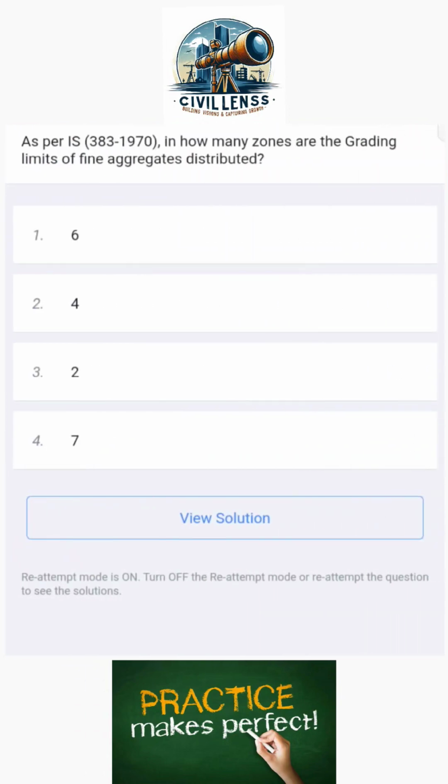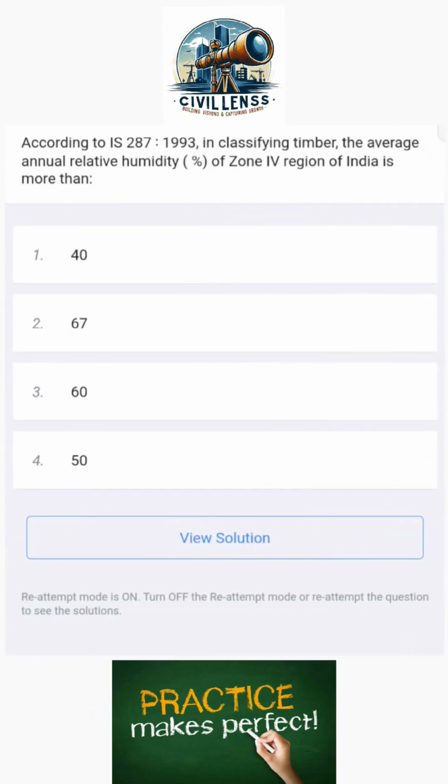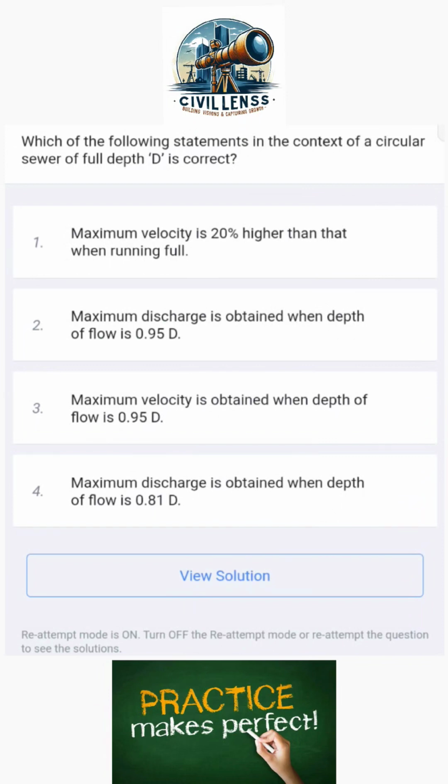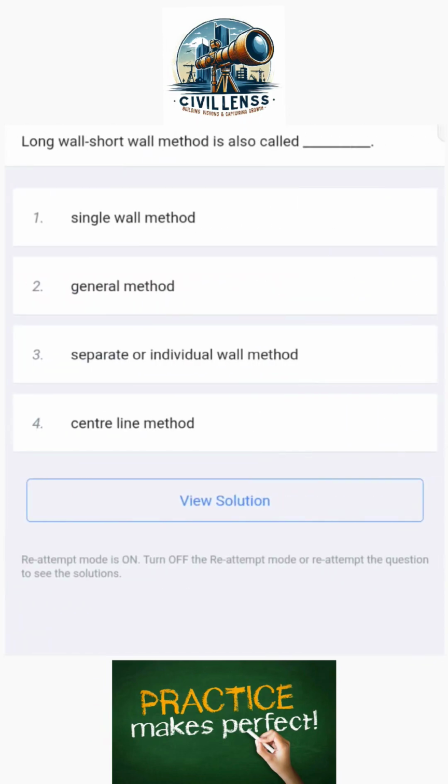As per IS 383:1970, how many zones are the grading limits of fine aggregates distributed into? It's 4. Next, according to IS 287:1993, in classified timber, the average annual relative humidity of Zone 4 region of India is more than 67%. Next, which of the following statements in the context of a sewer of full depth D is correct? The maximum discharge is obtained when the depth of flow is 0.95 D. Next, long wall and short wall method is also called the separate individual method.